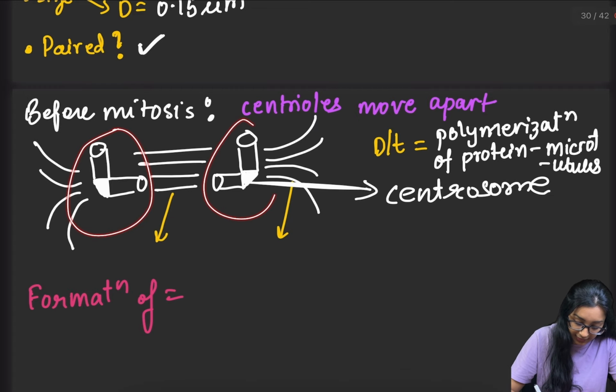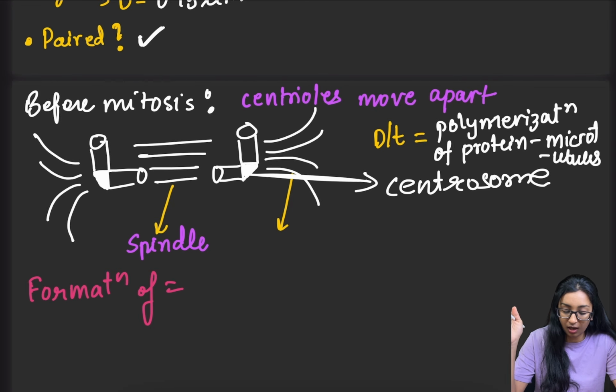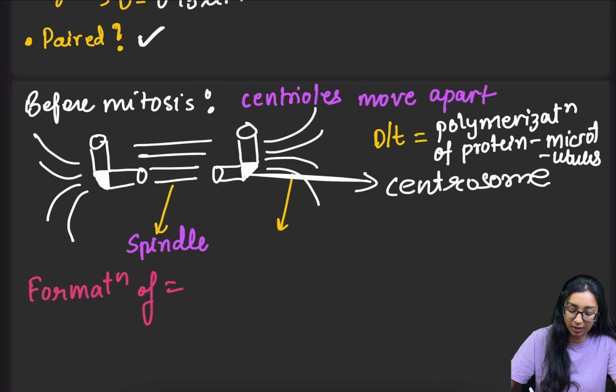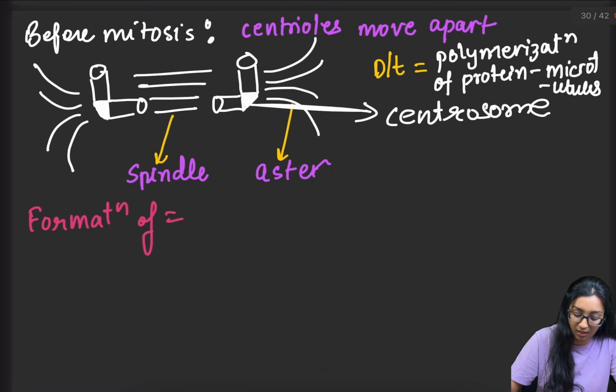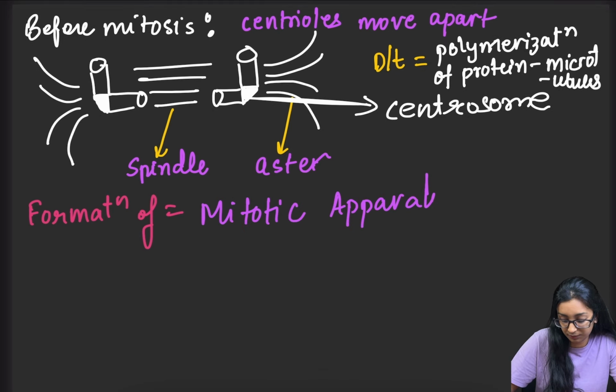Now here, in between the centrioles, there will be formation of spindle. This will be termed the spindle, and on the other end of the centrioles, from the other side, they will form a circle of spindles. These spindles will be termed aster. Now they will lead to the formation of the mitotic apparatus. After this, the cell mitosis takes place.